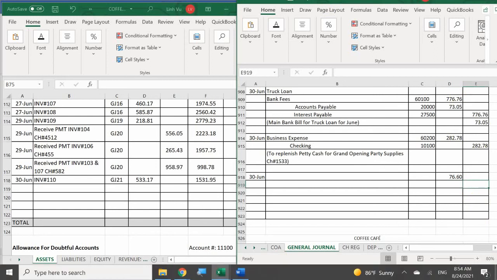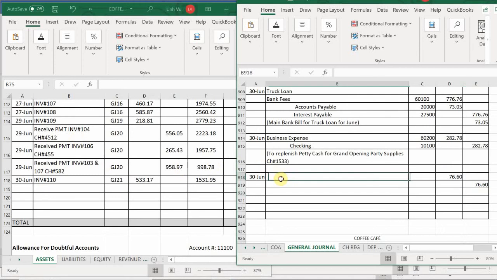So would it be a bad debt expense and allowance for doubtful accounts? Good. This is because we don't know the specific amount of how much each person is going to default on us. We're going to make a generalized assumption and just write off bad debt expense.